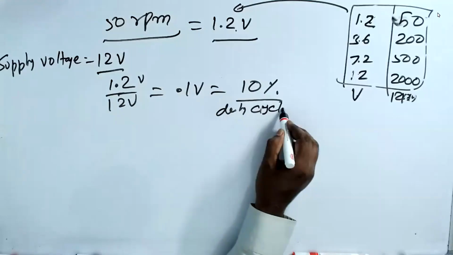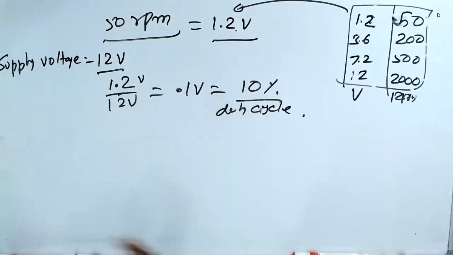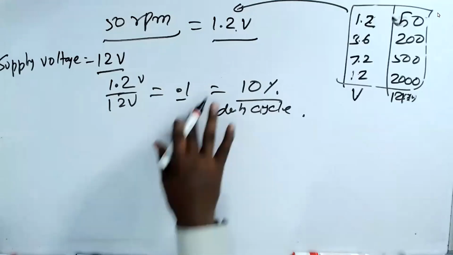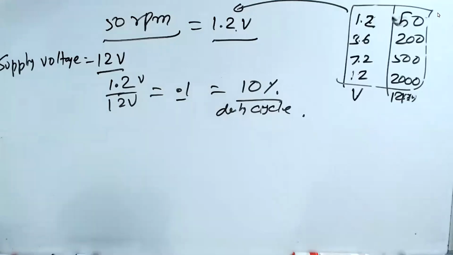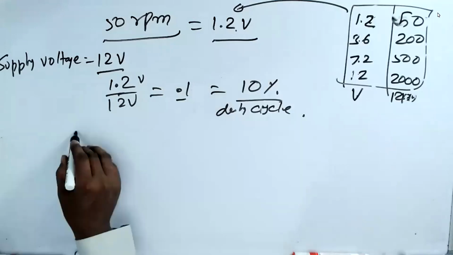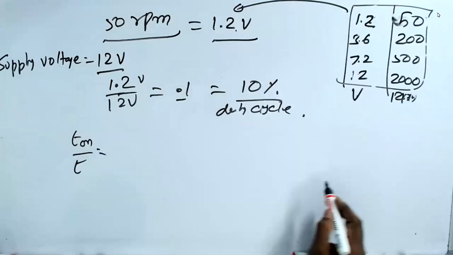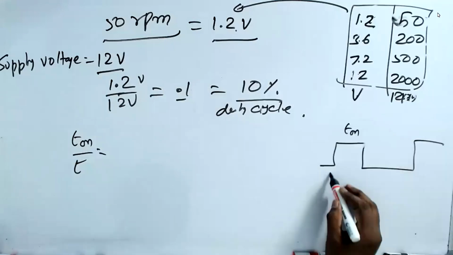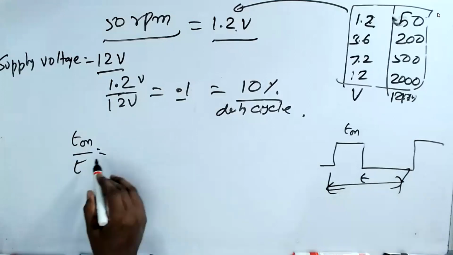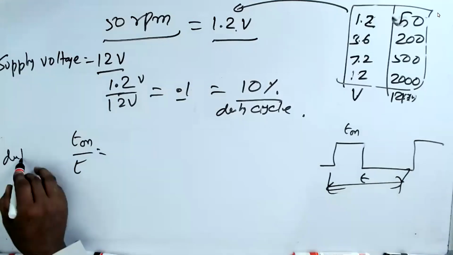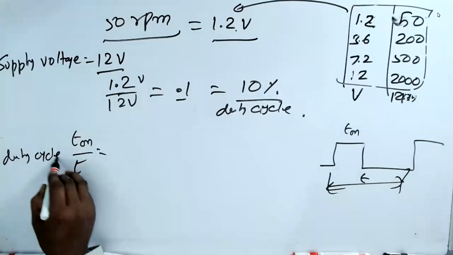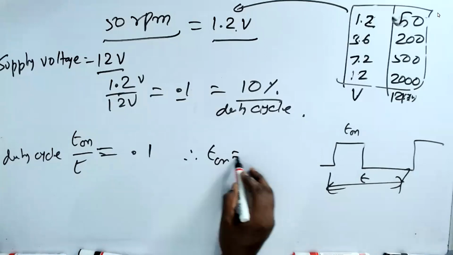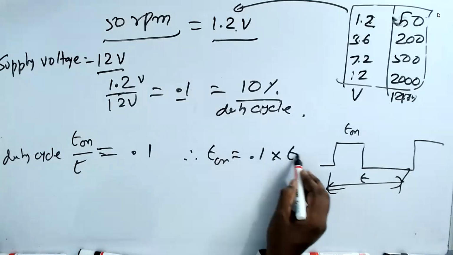Now, if it is a 10% duty cycle or 0.1, now we calculate. We know that T on by T, the clock period, is equal to duty cycle. This is equal to 0.1. Therefore, T on is equal to 0.1 into T. Done. Now I have to find the T.